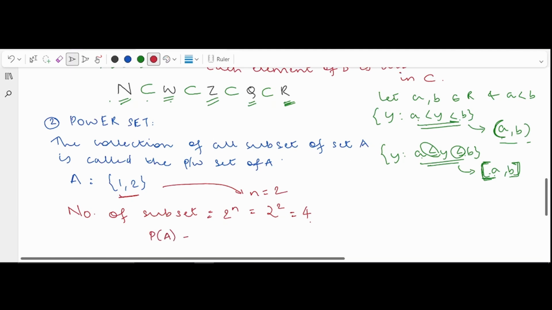P of A is, there is one subset 1, subset 2, then subset 1 comma 2, and there is always the subset phi or the null or the void set.